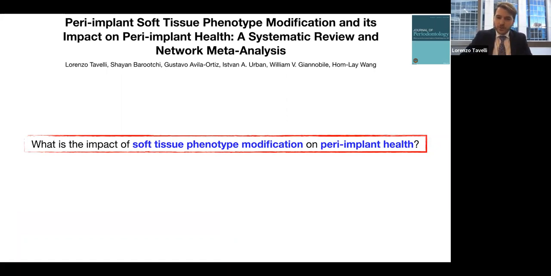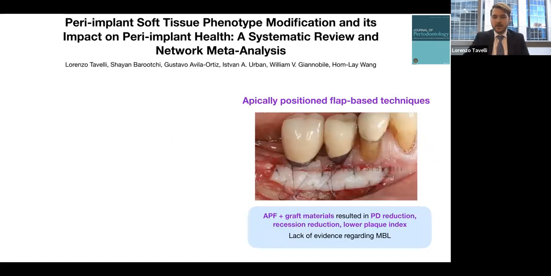But long story short, I put this article in the presentation because in this article, we investigate the impact of soft tissue phenotype modification either with bilaminar techniques or apically positioned flap-based approach on peri-implant health. So we demonstrated that when you do apically positioned flap-based technique, your implants overall result in less plaque accumulation compared to before, less recession, and lower plaque accumulation.